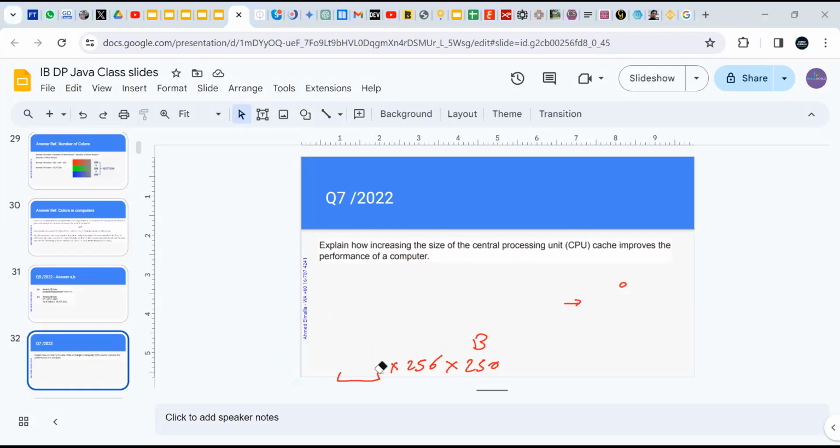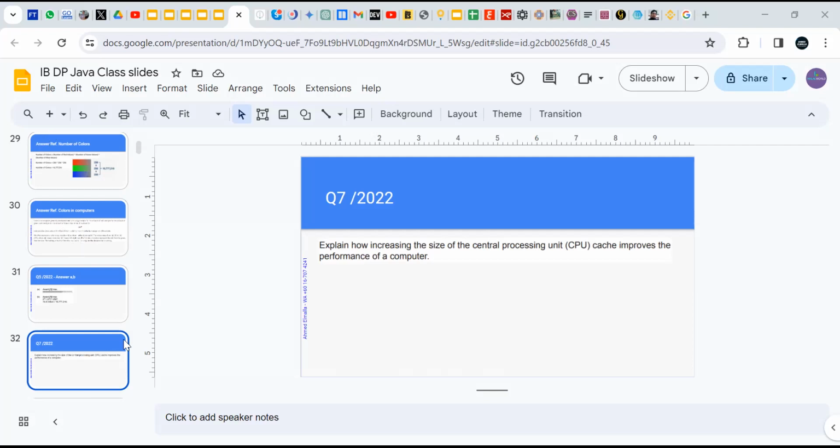Okay. Explain how increasing the size of a central processing unit, CPU, cache improves the performance of a computer. So how does the cache actually affect the performance of the computer? Well, the cache stores the frequently accessed data, which takes less time than accessing the RAM. So increasing the size of the cache would decrease the time taken to process, due to the decreased time taken to access a lot of the data.